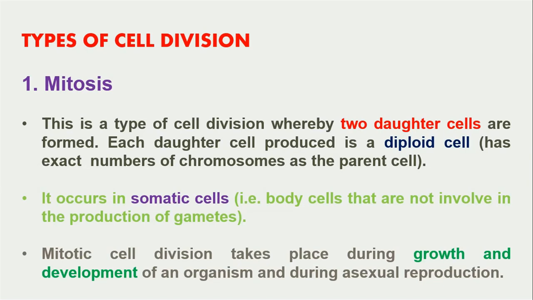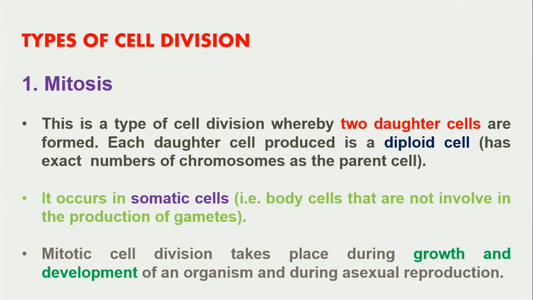So what is mitosis? This is a type of cell division whereby two daughter cells are formed, and each of the daughter cells produced is a diploid cell. The meaning of diploid cell is that it has the exact number of chromosomes as the parent cell. For example, if the parent cell has 46 chromosomes, the meaning is that the daughter cell too will have 46 chromosomes. Now, mitosis occurs in somatic cells.